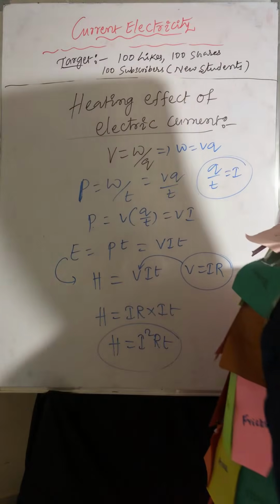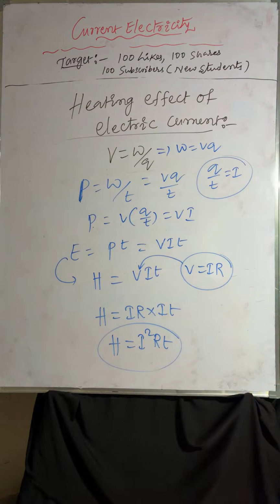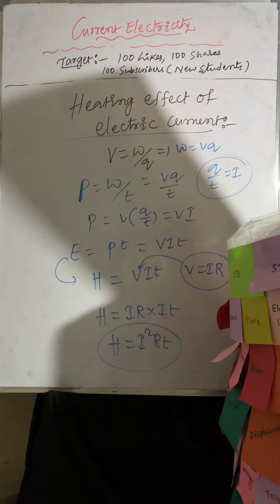The heat produced in the conductor is directly proportional to power, which we can also write as I squared R or V squared by R. Heat produced is directly proportional to the square of the current, to the resistance, and to the time. This is also known as the heating effect of electric current, or Joule's law of heating. Understood or not? So next one at the final end.